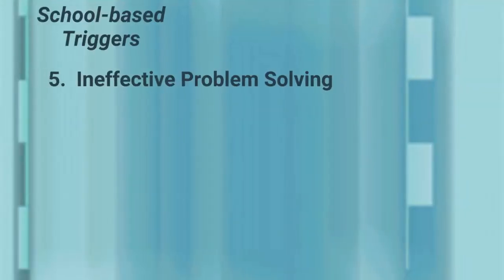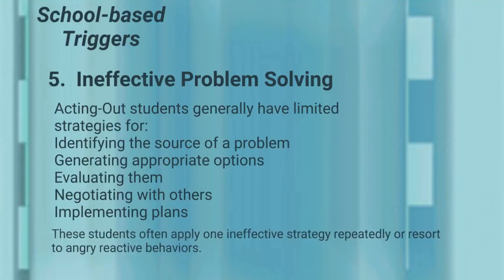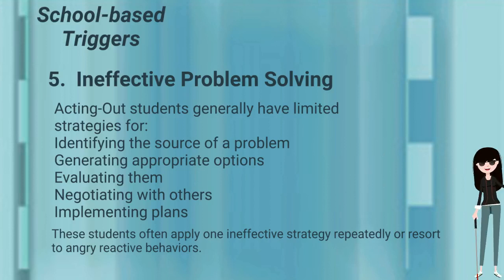Ineffective problem solving. Acting out students generally have limited strategies for identifying the source of a problem, generating appropriate options, evaluating them, negotiating with others, and implementing plans. These students often apply one ineffective strategy repeatedly or resort to angry, reactive behaviors.